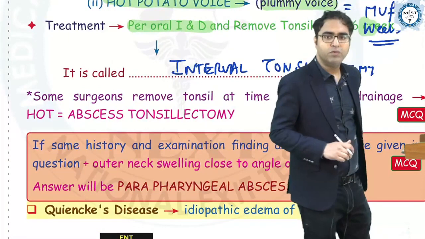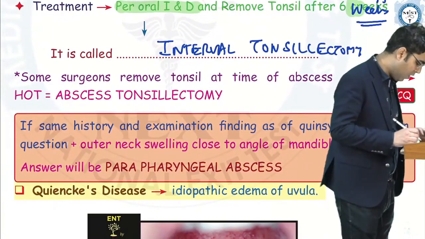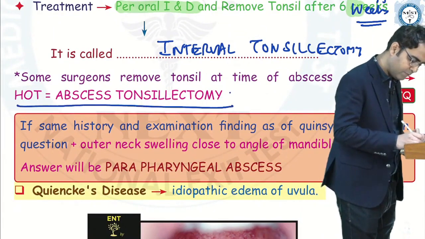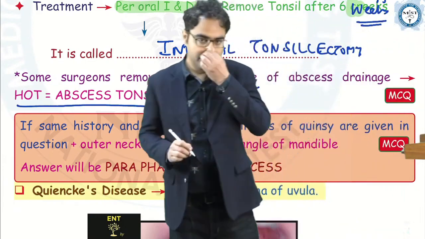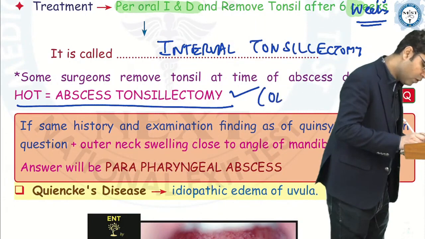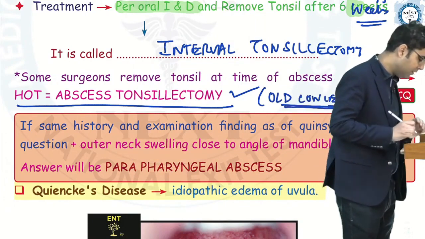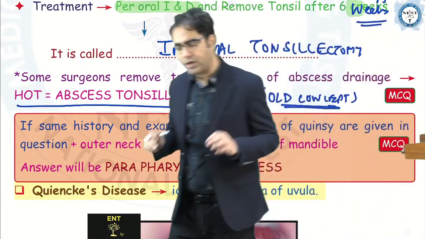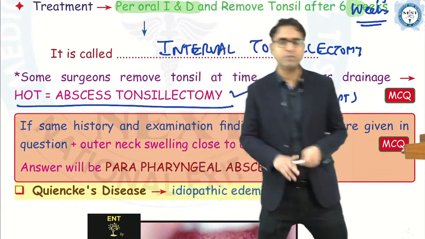Some surgeons remove the tonsil at the time of abscess drainage. This is called abscess or hot tonsillectomy. This is an old concept. We are not doing it nowadays. It is preferable to wait for 6 weeks and then do the tonsillectomy, and that's called interval tonsillectomy.